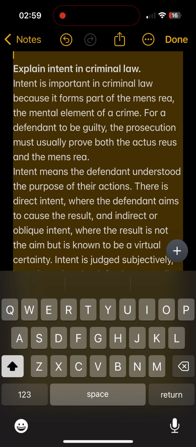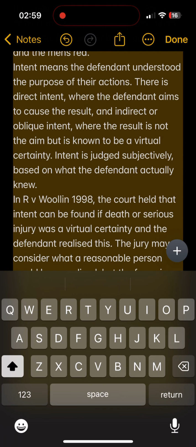Explain intent in criminal law. Intent is important in criminal law because it forms part of the mens rea, the mental element of a crime. For a defendant to be guilty, the prosecution must usually prove both the actus reus and the mens rea. Intent means the defendant understood the purpose of their actions.